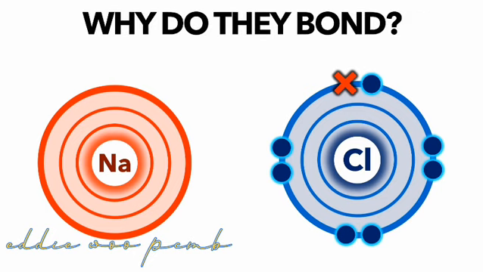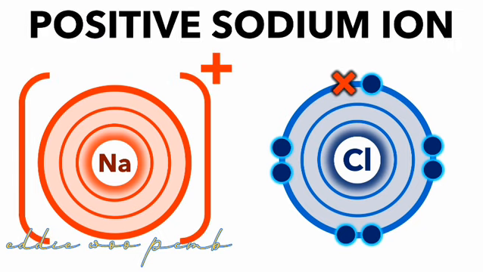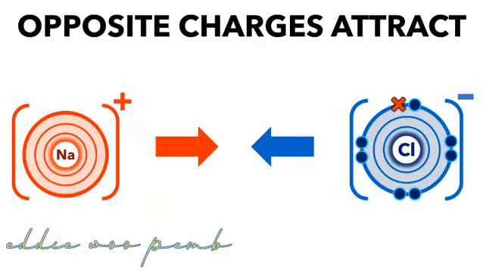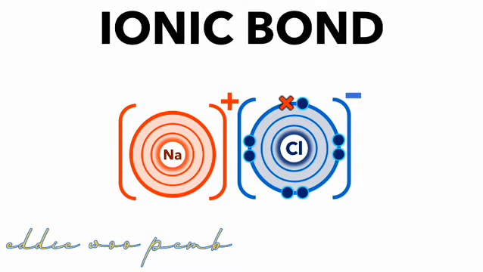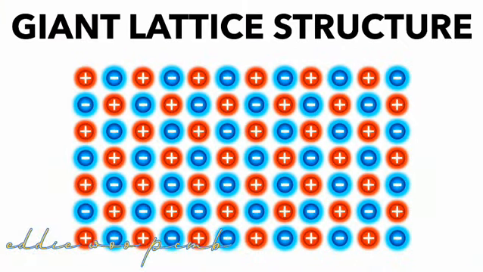But where does the ionic bond come from? Both atoms were neutral, but after trading the electron, the sodium is now a positive ion, and the chlorine is now a negative ion. The oppositely charged ions attract, causing the ionic bond. Many ions attract to form a giant lattice structure.